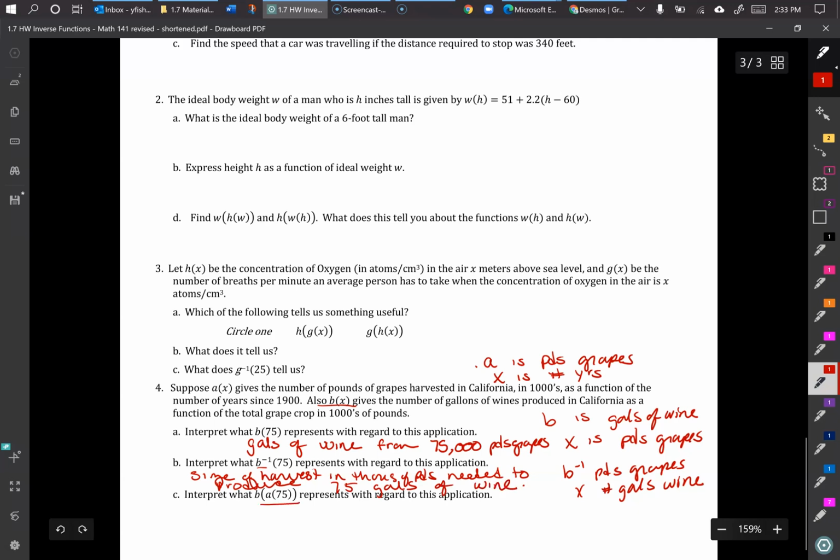Okay, and then down here, when we roll them together, this x is related to a, remember, the number of years up here. So this is going to be in 1975, right? Number of years past 1900. It's going to lead us all the way to the number of gallons of wine. So it would be the number of gallons of wine produced in 1975.